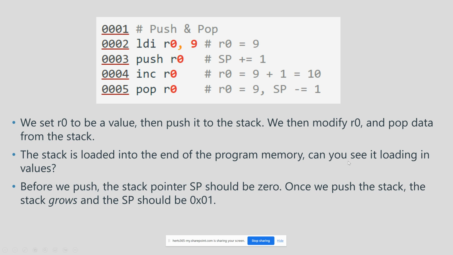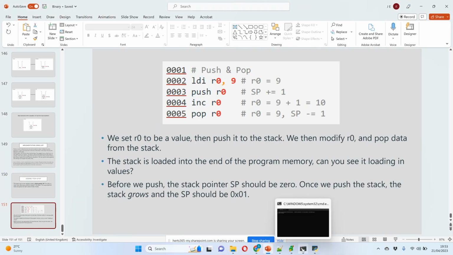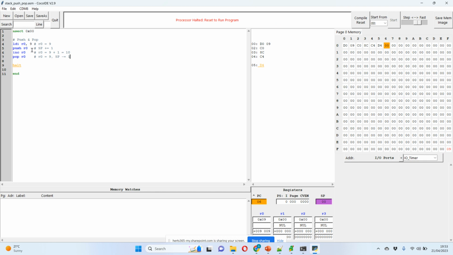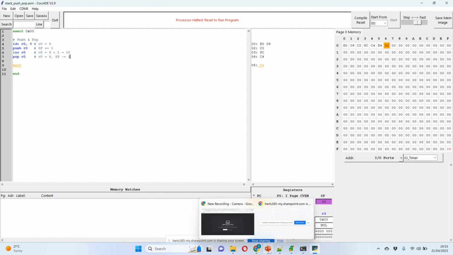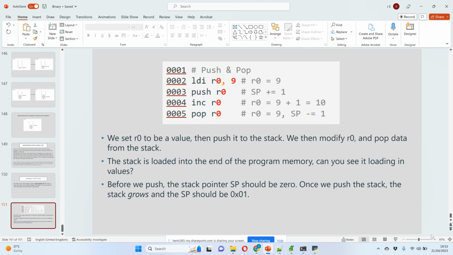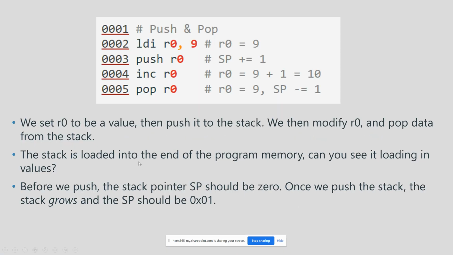Basically, if we run it now, I'll show you. If I go into the Cocoa IDE, you can see the code here. We have it loaded. So here, compile, reset, and then start. As you can see here, we have the value. Before we push to the stack, the pointer SP should be 0. Once we push, the stack grows and SP should be 1, and then if it grows again, it goes to 2, and so on.